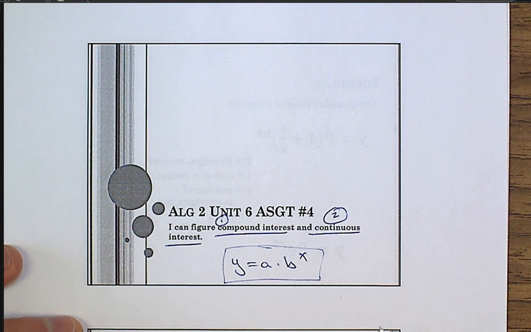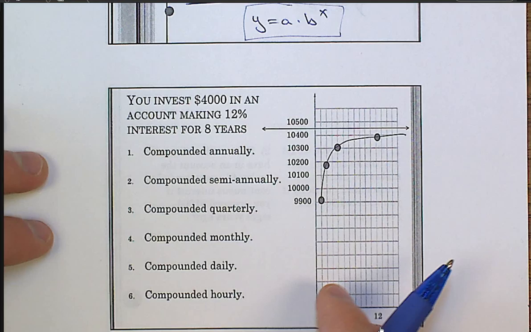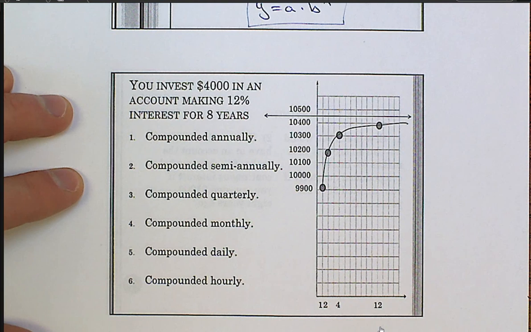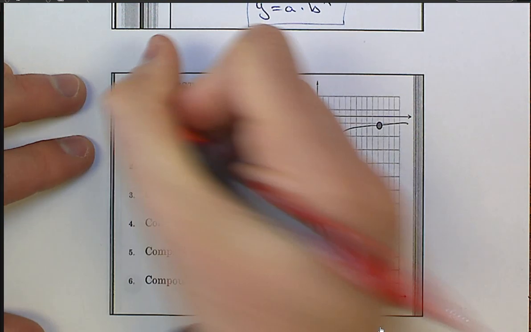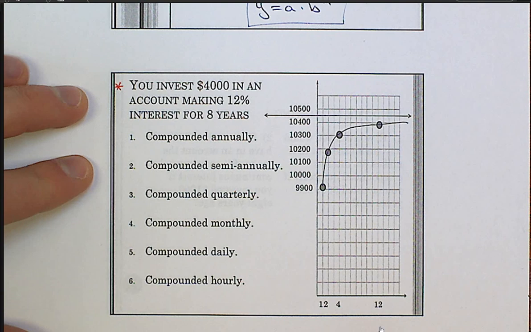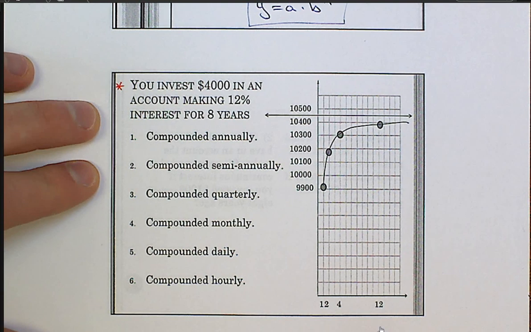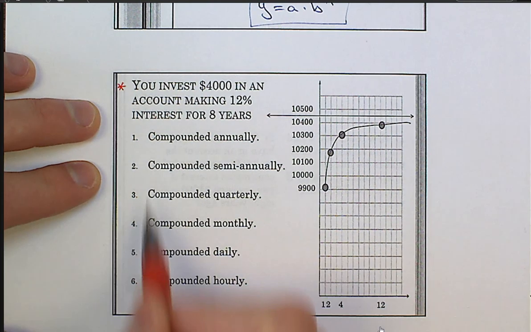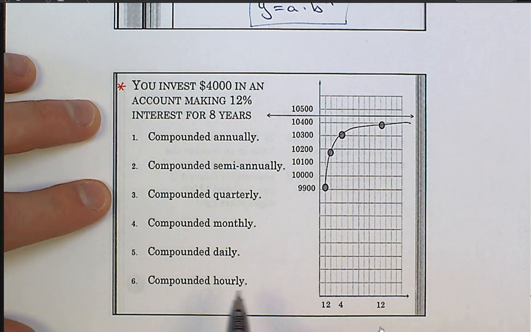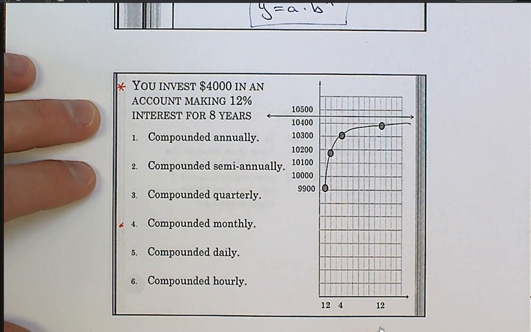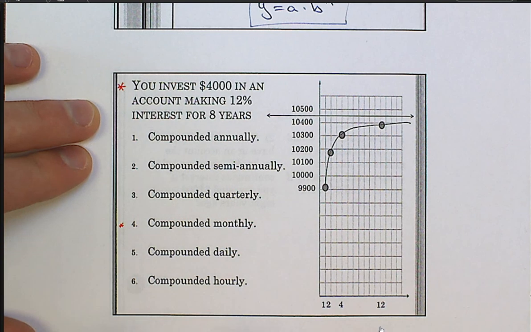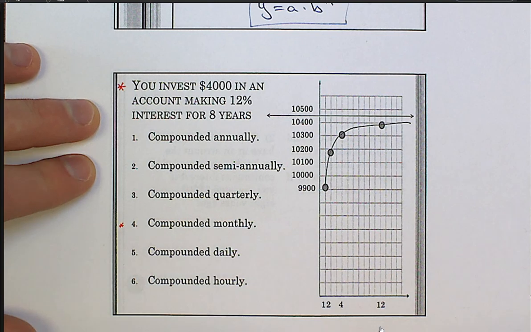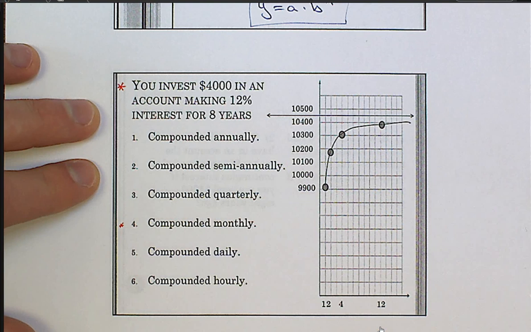So let's just jump right into it, and we'll kind of show you how this works, because there's a couple different ways you can think about it. So here's the situation right here. We have $4,000 in an account. It's making 12% interest. Nice interest rate there. And it's being in the bank for 8 years. So we have 6 situations, and we're not going to get through all 6. We'll probably just get through the first 4. And I'm going to show you the difference in how your money is generating interest based on the time and the number of times interest is being generated.